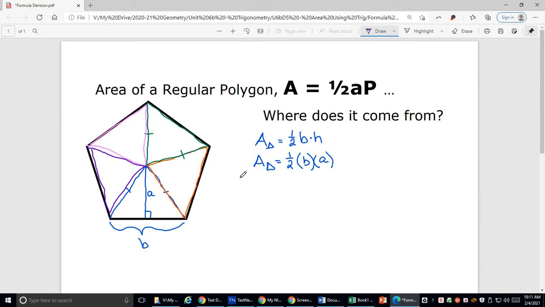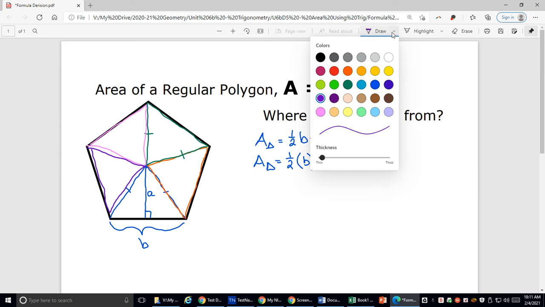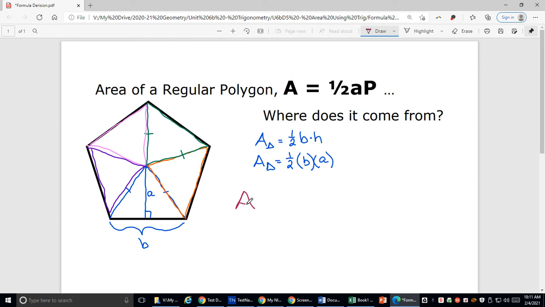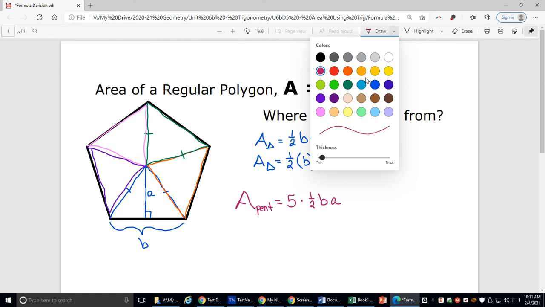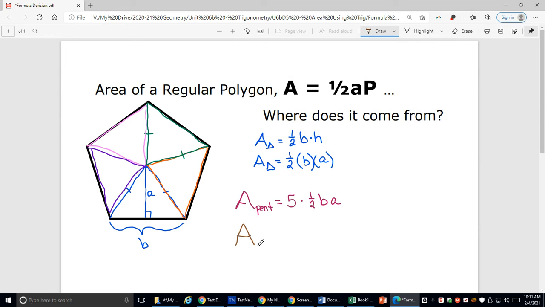So the area for the pentagon is going to be 5 times 1/2 the base times the apothem. Okay, so I end up with 5 times 1/2 the base times the apothem, and that works for the pentagon. But we are not talking about just a pentagon. What is going to work for every single polygon? What's the area for every regular polygon, not just a regular pentagon? So what would change in this formula for a polygon?